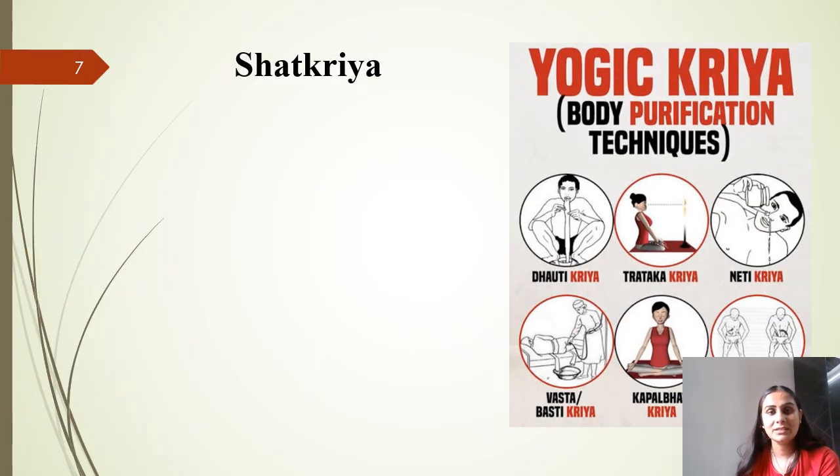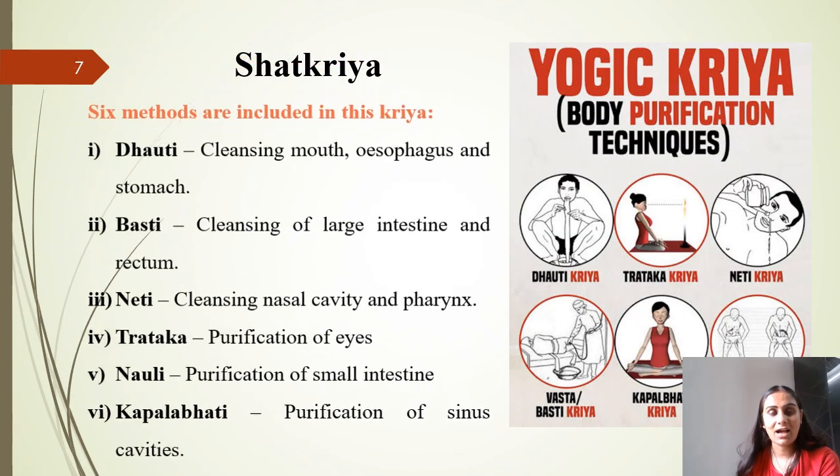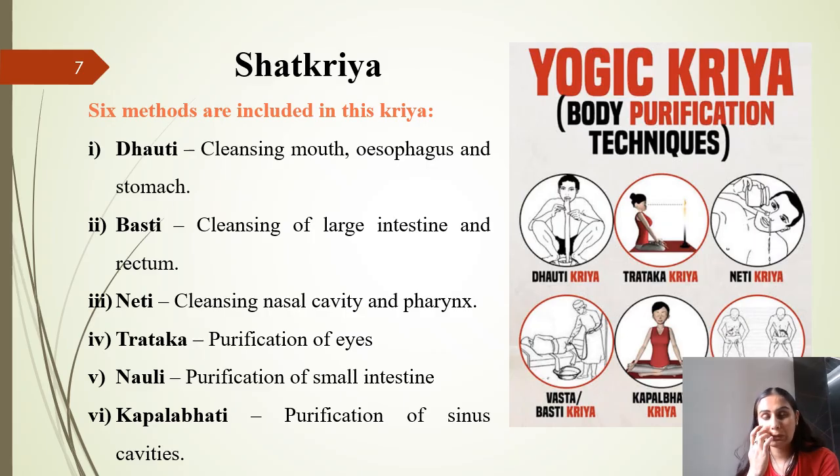Now we will discuss some of the techniques included in Shatkriya. These are 6 methods included in this Kriya. First one is Dhoti, Basti, Neti, Tratak, Noli, Kapalbhati. Dhoti includes cleansing mouth, esophagus and stomach. Basti includes cleansing of large intestine and rectum. Neti includes cleansing nasal cavity and pharynx. Tratak includes purification of eyes.